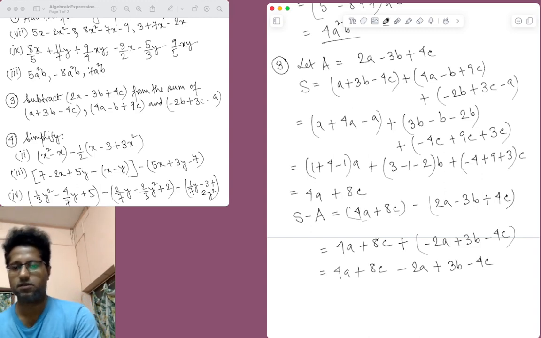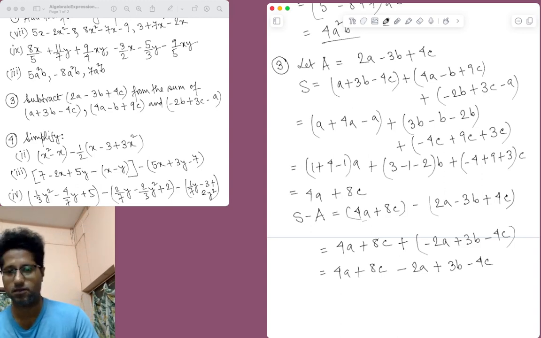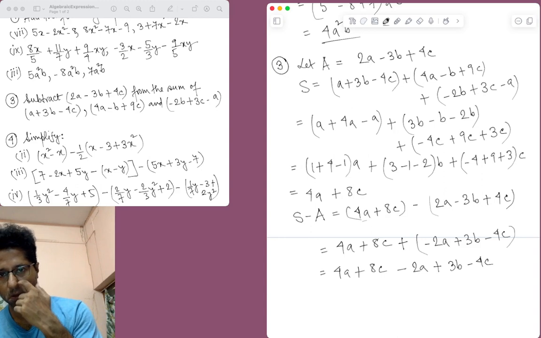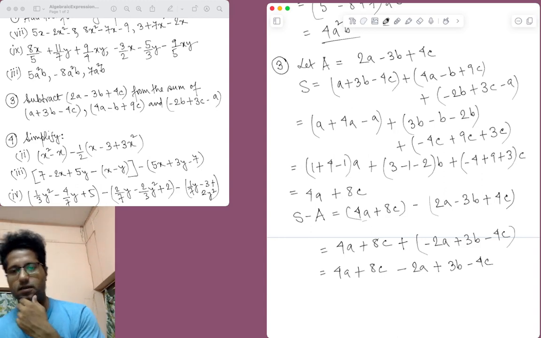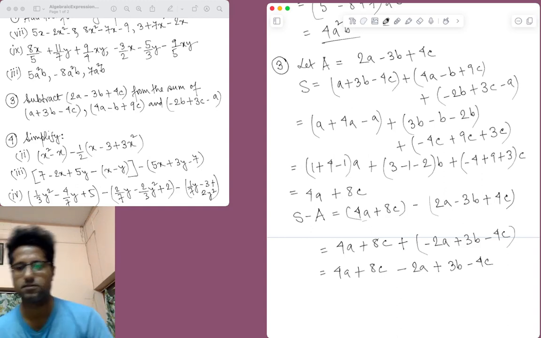If instead of minus it was plus, then we could have opened the groupings without any problem for the second algebraic expression. But since in this problem we are doing S minus A, to find minus A, we have to negate, we have to change the sign of all the terms of A, and then we will add those terms after the change of sign with S.